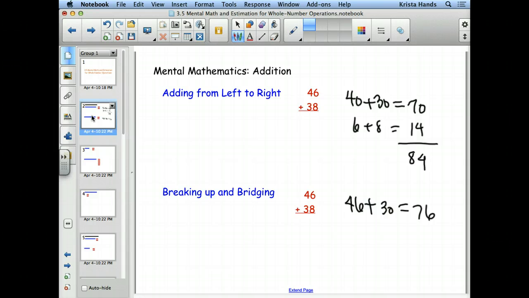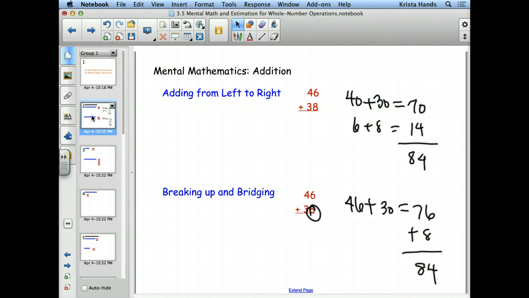Now I'm not done at the point when I get 76 there, right? I still have to add something to it. I have to add the 8. So I need to add 8 onto that to give me then 84, same 84 as before. So you're breaking that 38 up into 2 pieces. That's what you're doing. You're breaking it apart. And then you're bridging by adding that piece back in that you've sort of left out in the middle of the process. That's called breaking up and bridging.